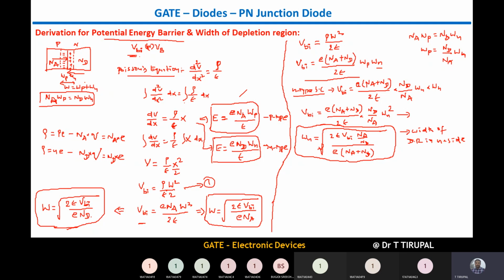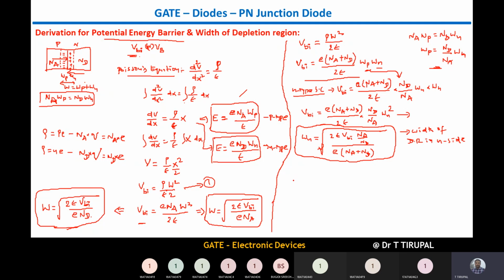Similarly, can you tell me what is the width of the depletion region towards the P side? From the same equation, here I have substituted for WP, ND by NA into WN. Now instead of WN, you substitute here NA divided by ND. Using this equation, WN is equal to NA divided by ND into WP. Then what do you get? The same equation.